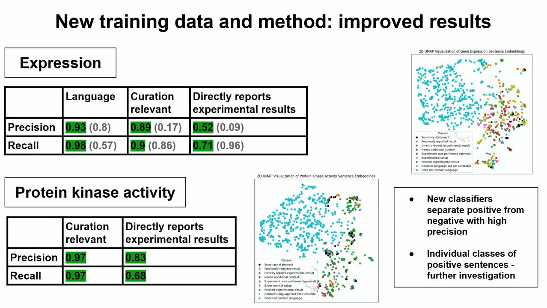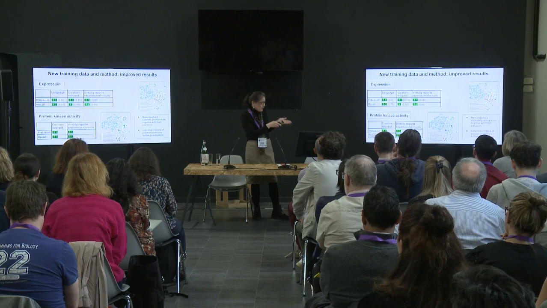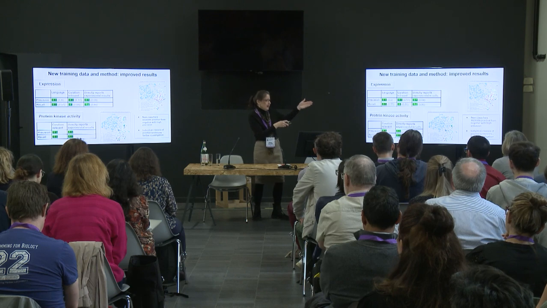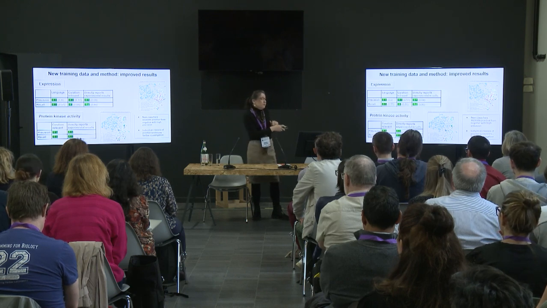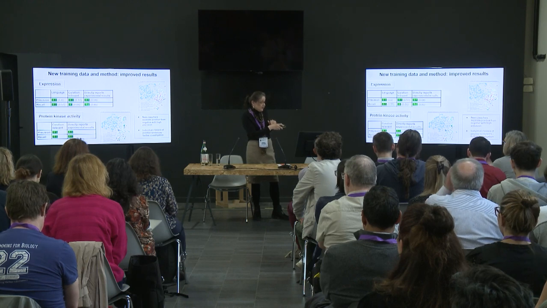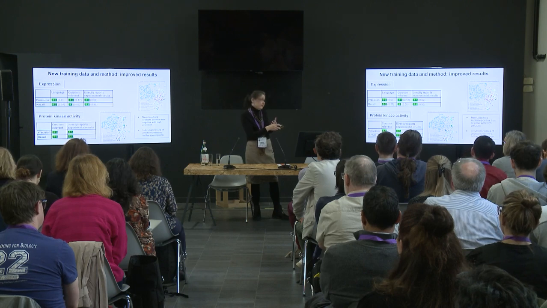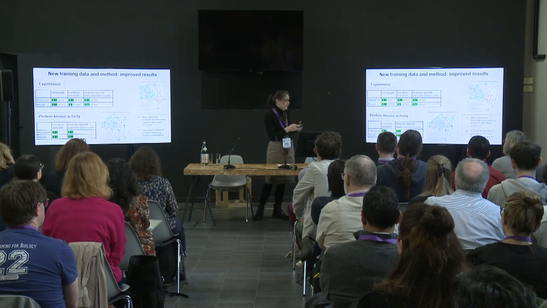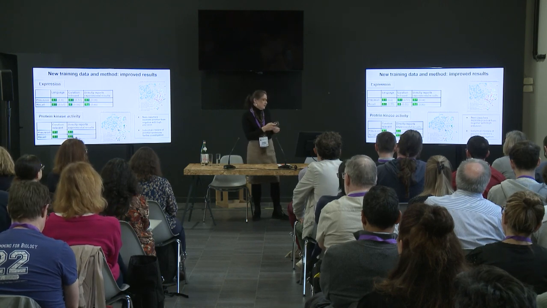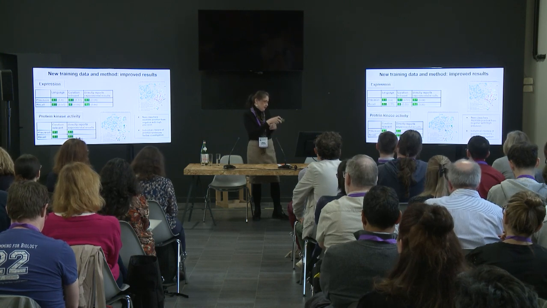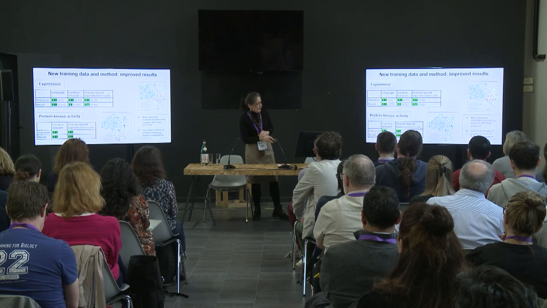With protein kinase activity, we didn't have years' worth of sentences that we had collected during curation. So we only had the results for this one round of classification. And we also didn't have for this a sort of language positive. But what we can find is that for curation relevant sentences, our precision and recall are both 0.97, so it's very high. And then for those sentences that really directly report the experimental result, the real curatable sentences, precision is still quite good at 0.83, and recall goes down, as you might expect, a bit.